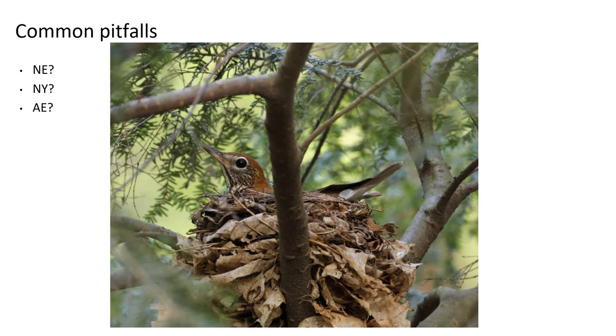Another common pitfall is when you get a situation like this. Here's a wood thrush sitting on a nest. Do you use nest with eggs, the NE code? Do you use NY, nest with young? And the answer is we don't use either of those based on this because we can't tell if it's sitting on eggs. Probably sitting on eggs, but we don't know for sure. Maybe it's just sitting there. But what we do know is there's a nest with an adult on the nest, so we can use the AE code for adult entering. So we don't want you to guess, but we do want you to use the highest breeding evidence code that applies in the situation.